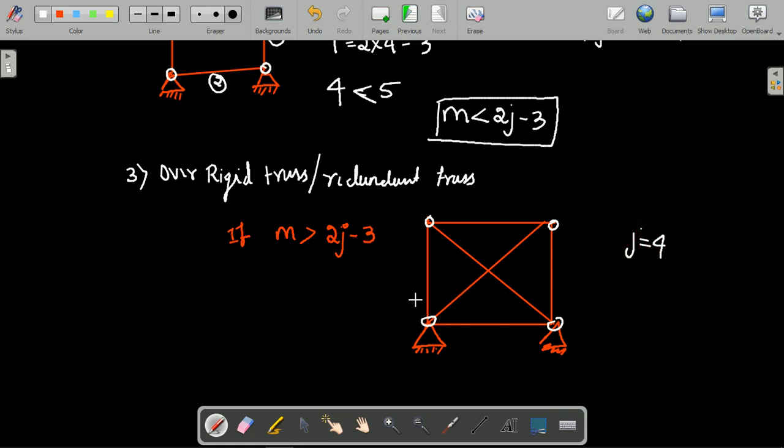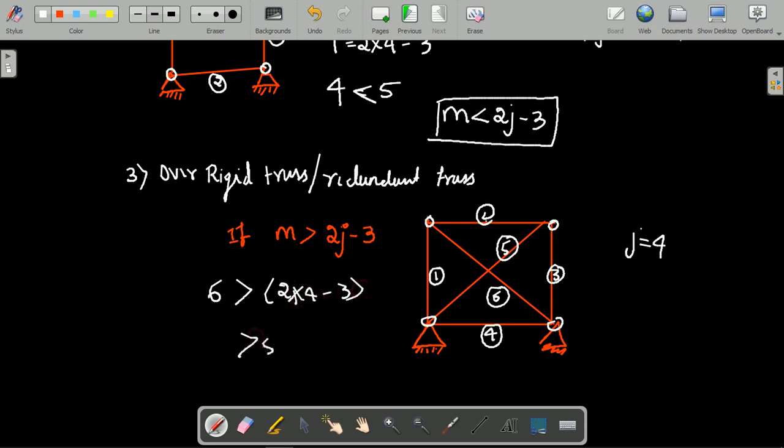Now I need to count the number of members: this is 1, this is 2, 3, 4, this one 5 and this one 6. The number of members is 6 here, and 6 is greater than 2j minus 3, where j is 4, so 2 times 4 minus 3 is 5. 6 is greater than 5. Therefore this type of truss is an over rigid truss.